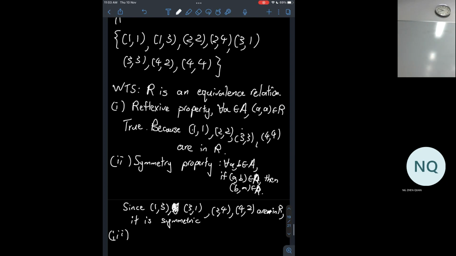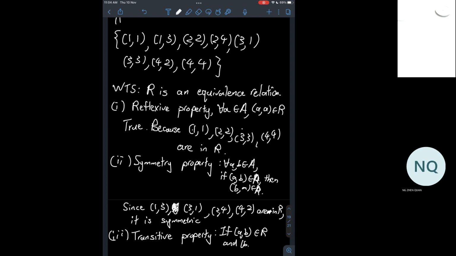Transitive. ABC. So if AB in there, do you want me to write out, or you can think transitive probably? So if AB is in R and BC is in R, then AC is in R.